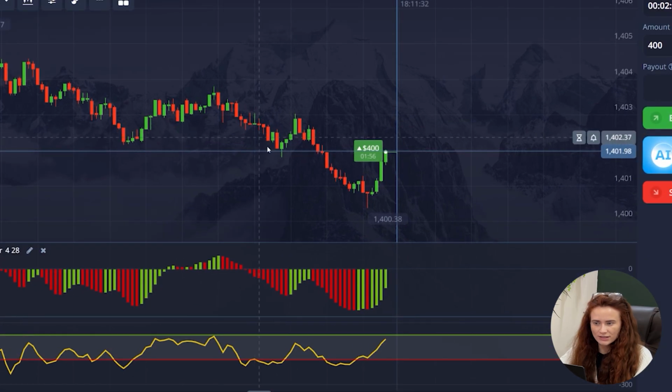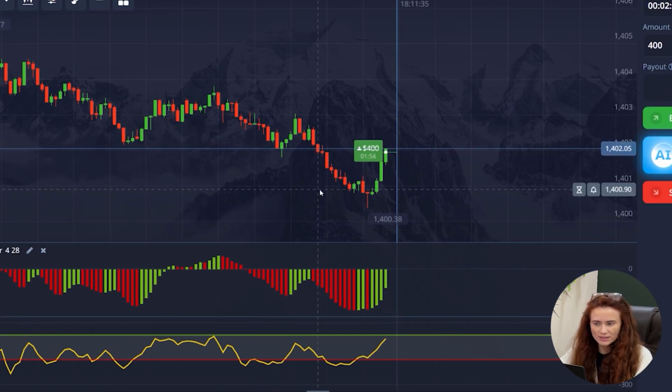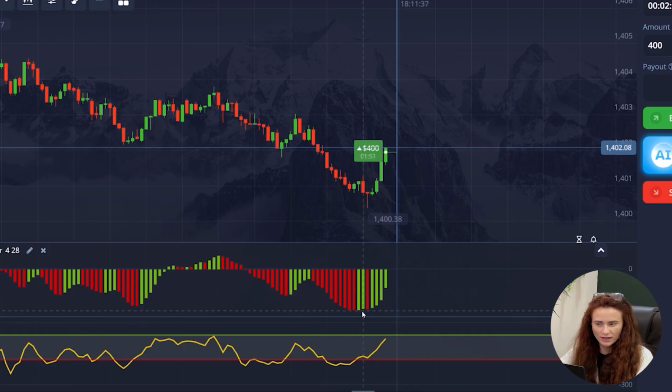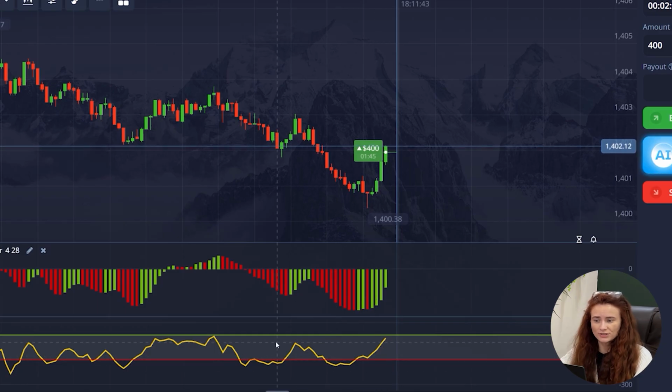I think you can see that the situation is formed. The awesome oscillator indicator gave a signal. The green candles are built on the indicator graph and they're directed upwards. The CCI indicator also confirms the situation. The indicator line is above the minus 100 level.